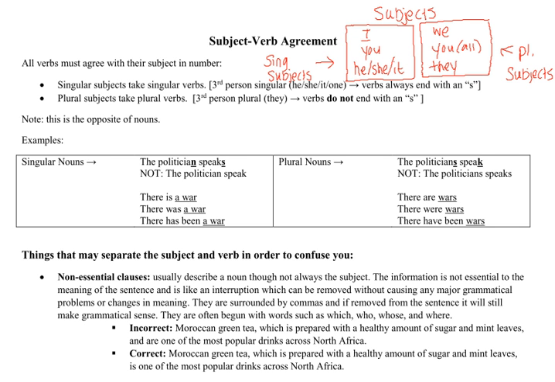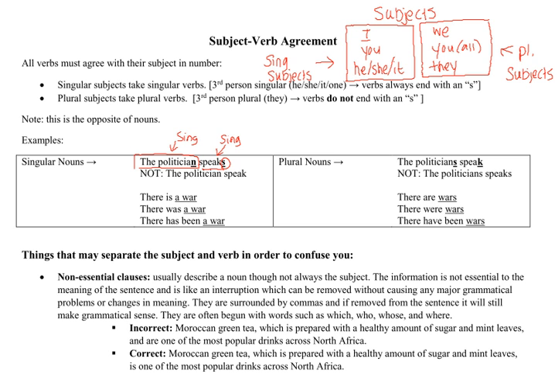Singular nouns. The politician speaks. So the politician is singular. Speaks is also singular. Now you might notice there's an S on the end of that. So you're looking at that verb going, but it has an S. It's singular? That makes no sense. That is actually the way that verbs are conjugated if they are a regular verb.